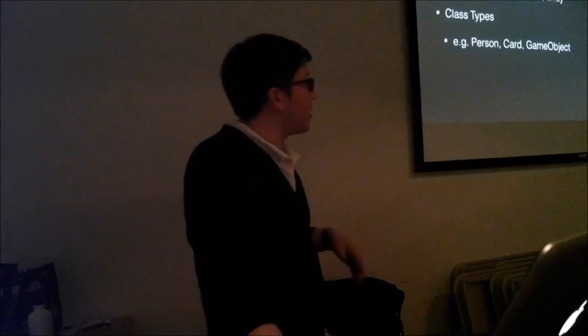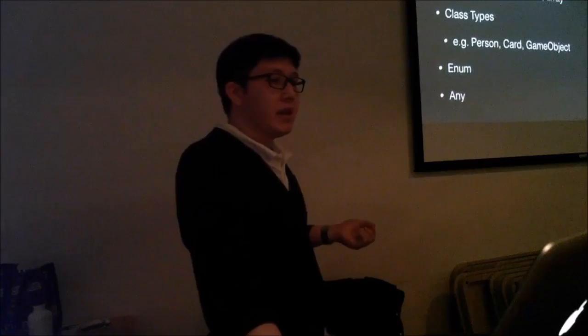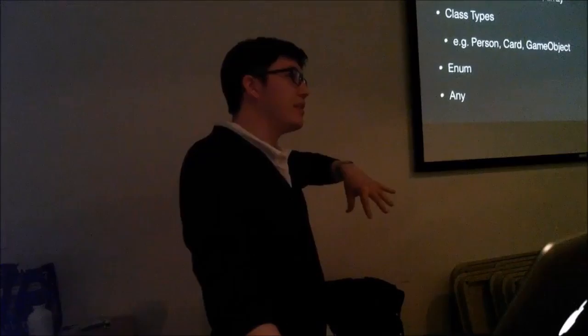So, like I was saying, we have all the primitives. We have number, string, Boolean, arrays. We have class types, so that's like regular classes, any sort of objects that you want to create. We have enumerations that you can create. And the any type, like I said, is super special because it makes it super easy to work with older JavaScript.